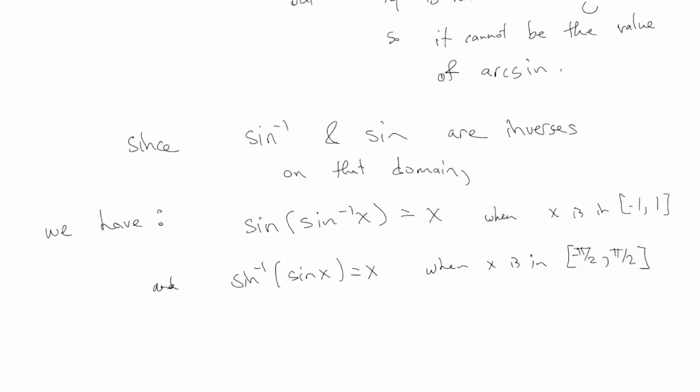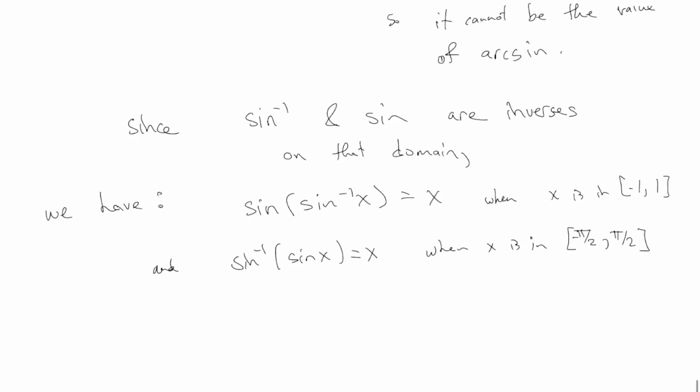If x is outside of that domain, you can actually plug it in over here, but you'll get a different answer from x. You get something like x plus 2 pi or something like that. And this is because of that issue with different values having the same sine. All right, so this is what happens when you plug sine inside of arc sine, or arc sine inside of sine.